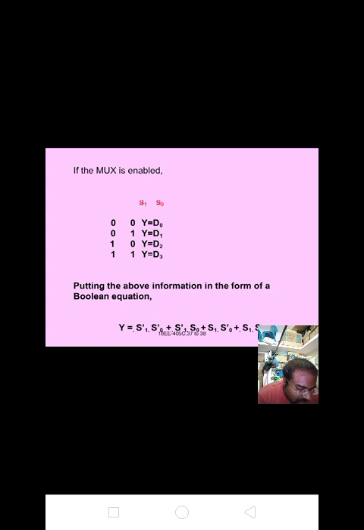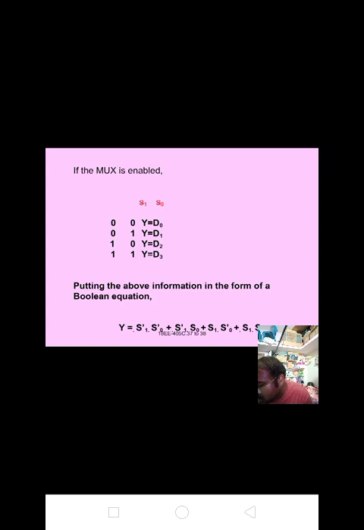Next one, it is also not taken in your slides. That is an important question. Give the IC numbers of TTL and CMOS multiplexers.